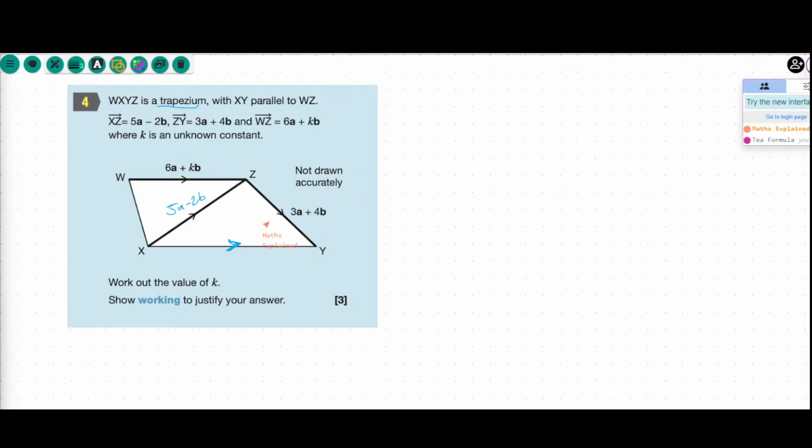So again, going back to those basic fundamentals, if you've mastered those, try to apply those in situations where you might be unsure. So here, my goal is to find XY. So can I do that? Yes, I can, because I have XZ and ZY. So I can follow that path. So this is going to be 5A take 2B plus ZY, 3A plus 4B.